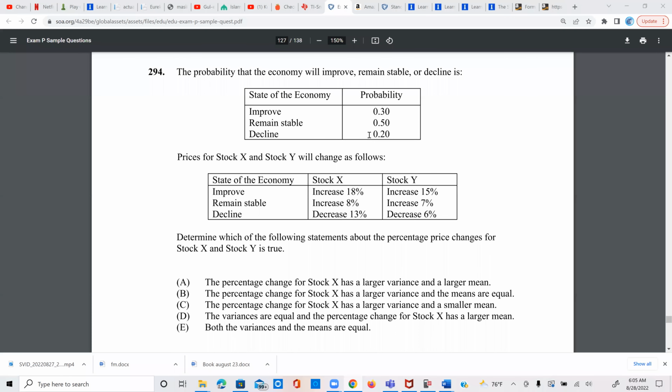The probability that the economy will improve, remain stable, or decline is given below. Prices for stock X and stock Y will change as follows. Determine which of the following statements about the price changes for stock X and stock Y is true.